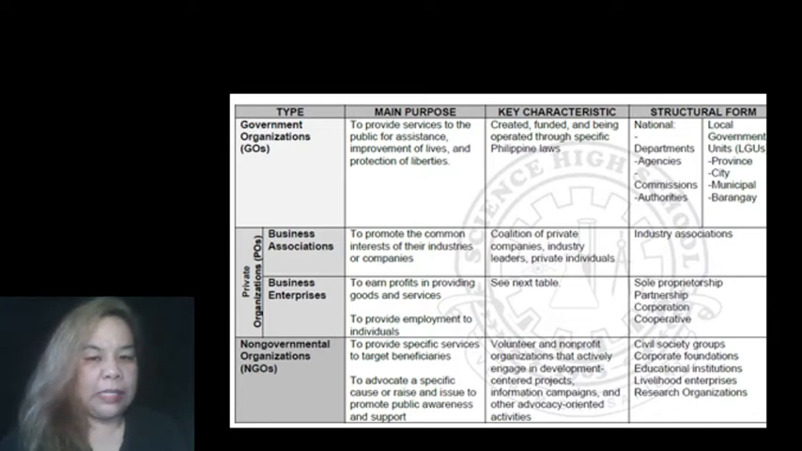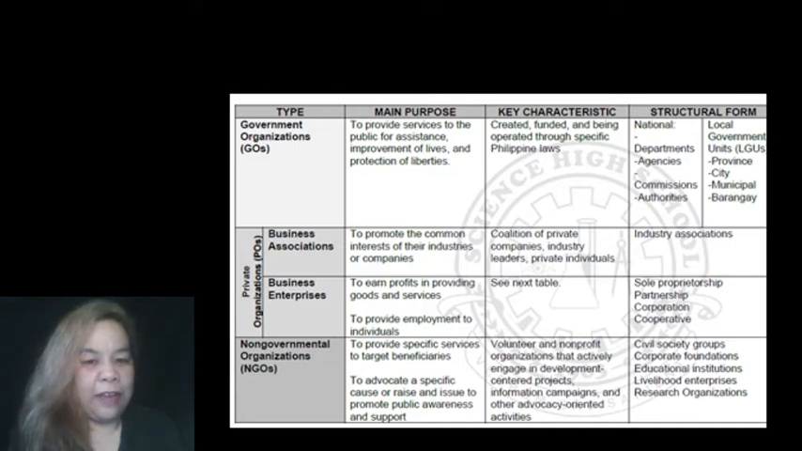Then we have business enterprises. They earn profits in providing goods and services. They provide employment to individuals. In terms of characteristics, that would depend on the form of business organization, which we're going to discuss in the next slide.